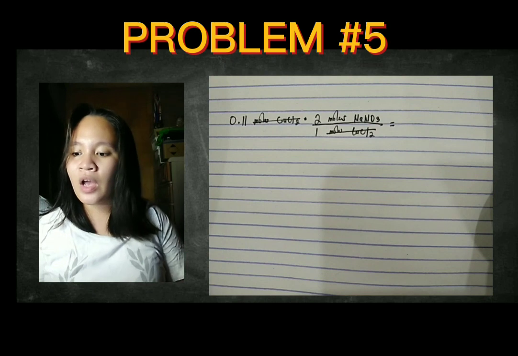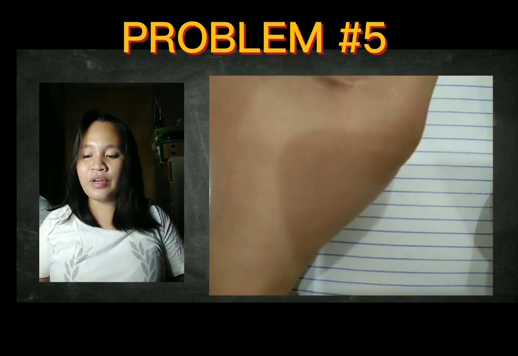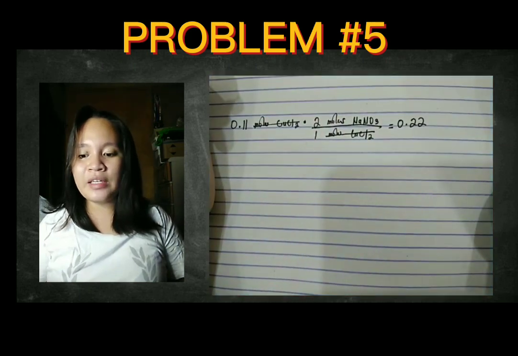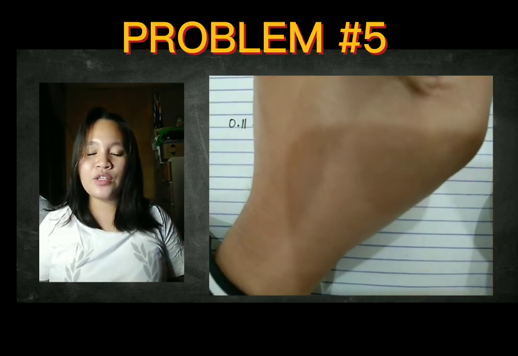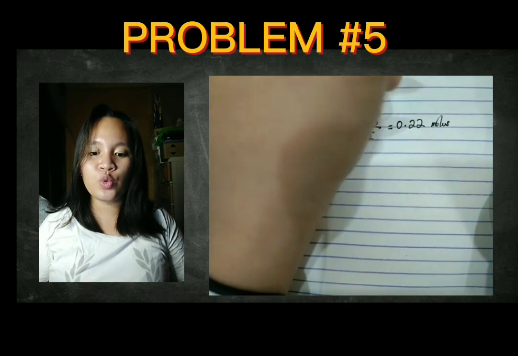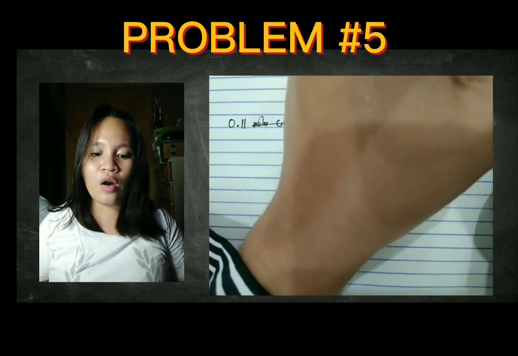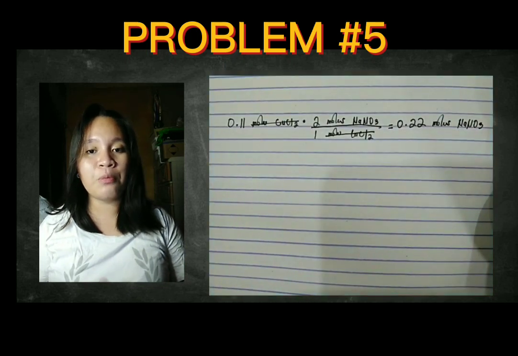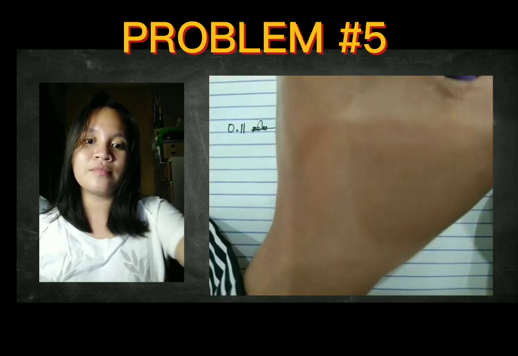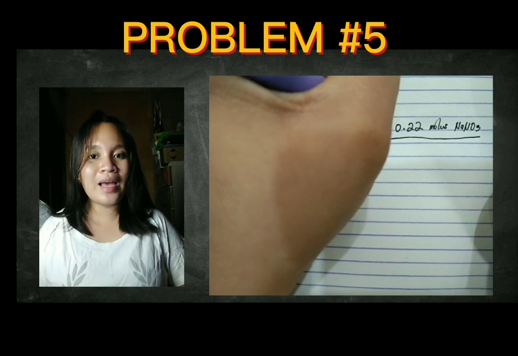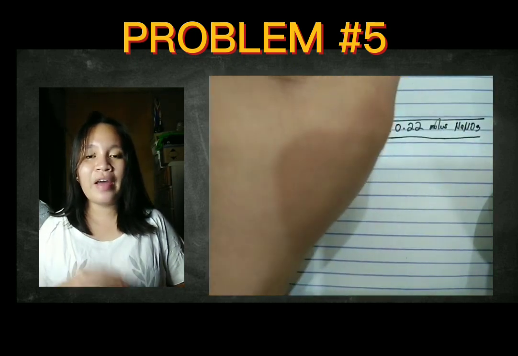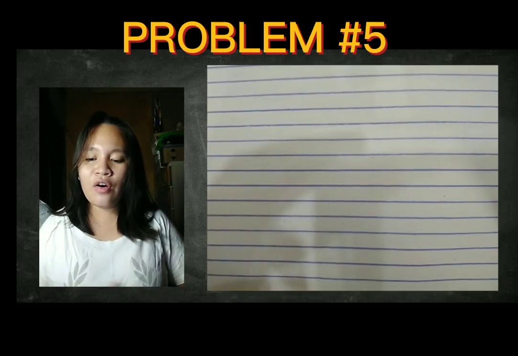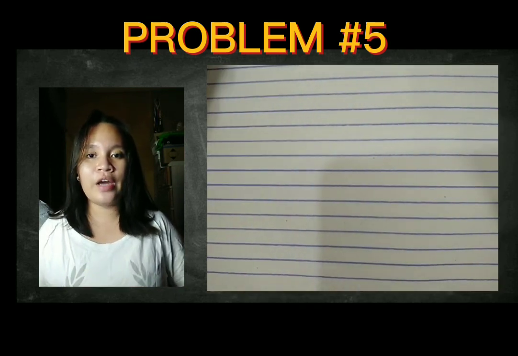So, 0.11 multiplied by 2 divided by 1, the answer is 0.22 moles of sodium nitrate needed to be performed. So next, let's find out how many moles are needed for the copper chloride.